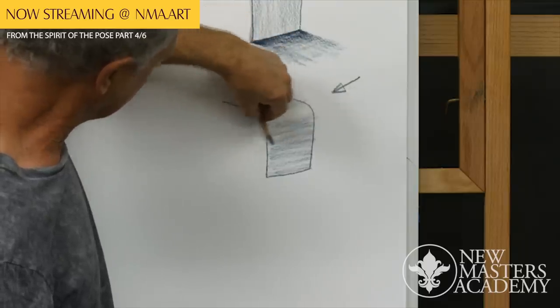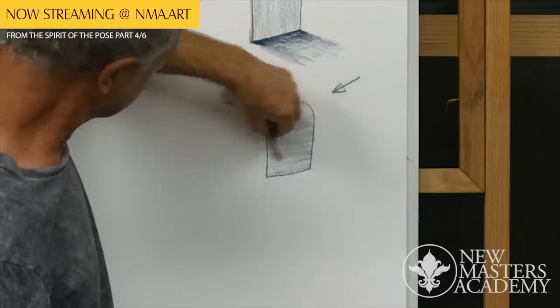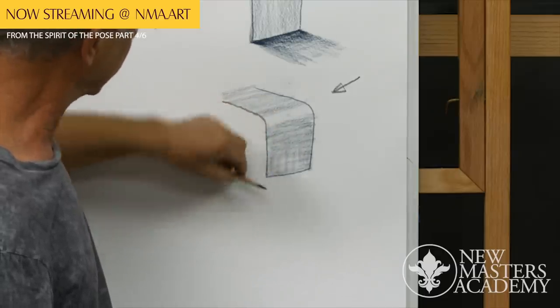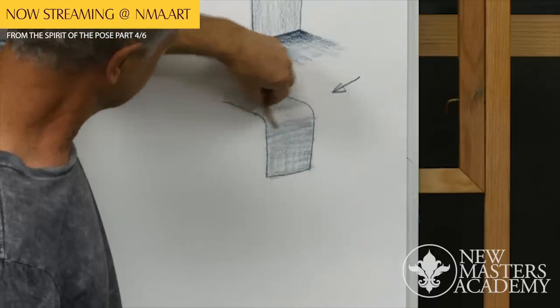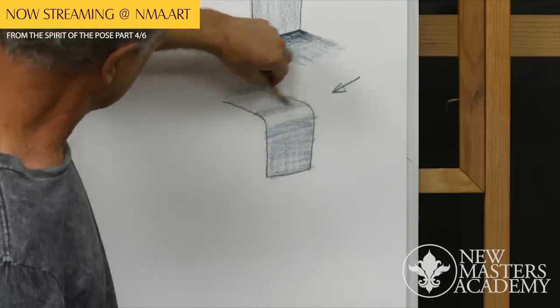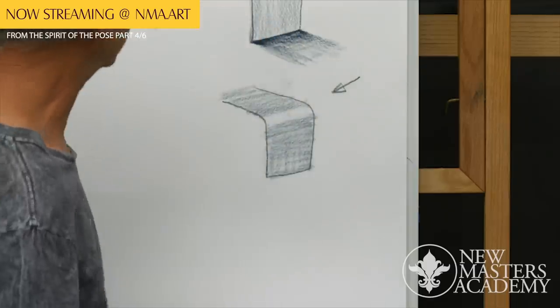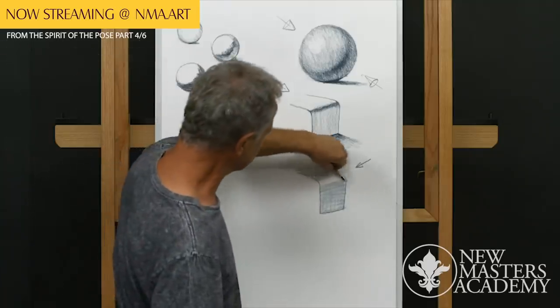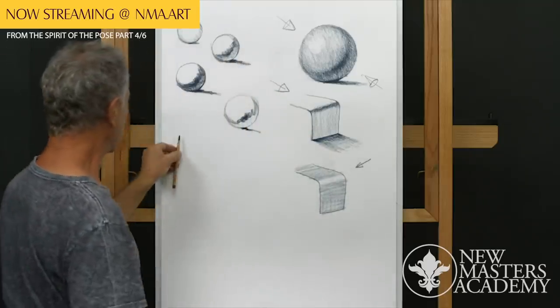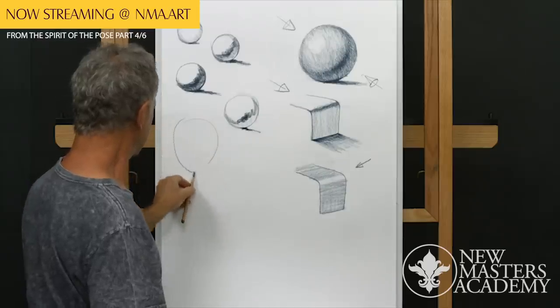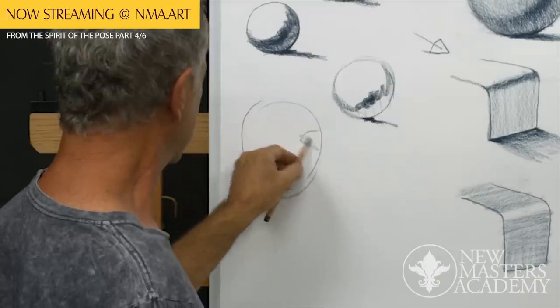That means that the edge has the light instead of the dark. Now, where might you find things that would do something like that? Well, one place, for instance, let's just do this.